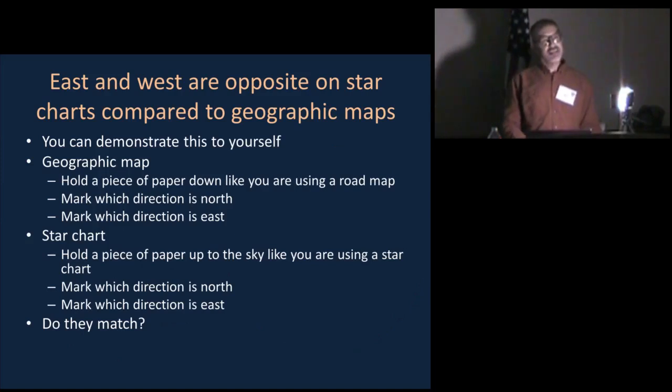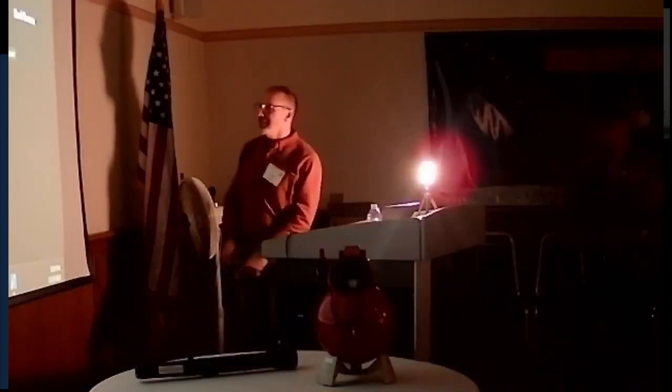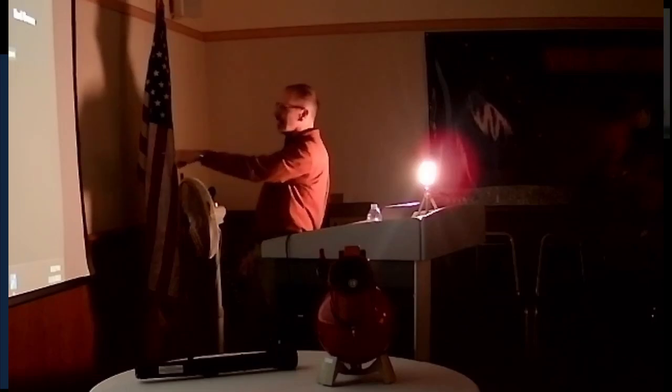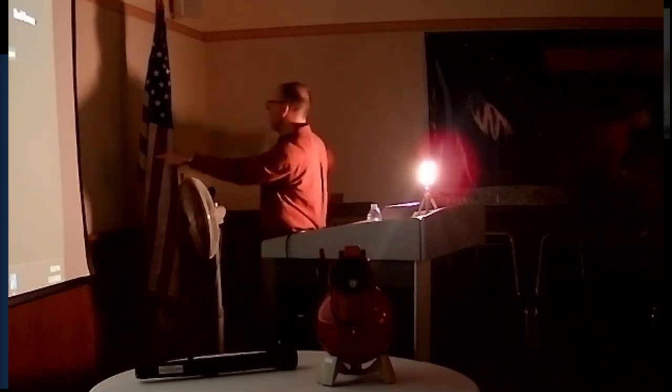One thing that is a little counterintuitive at first is that east and west on a star chart are opposite of what they are on a map. There's sort of an easy way to try this. Let's assume now that north is that way, towards the screen. If that's north, then east is over here.